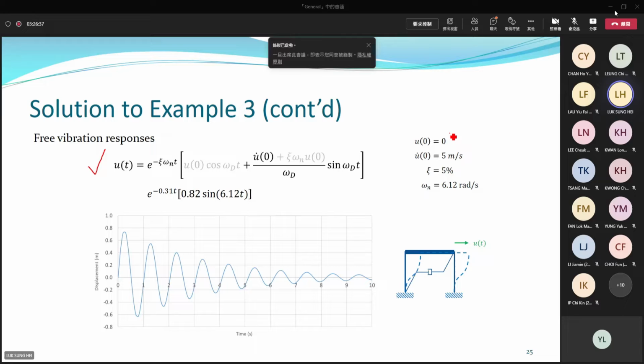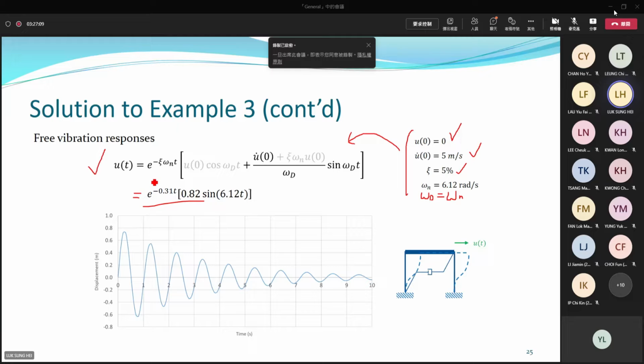We have initial displacement 0. We have initial velocity 5 meters per second. We have damping ratio 5%. From the previous calculations, we know that omega n equals 6.12 radian per second. Omega d is approximately equal to omega n, 6.12 radian per second. So you can substitute all the numbers back into these expressions. Then you have this equation.